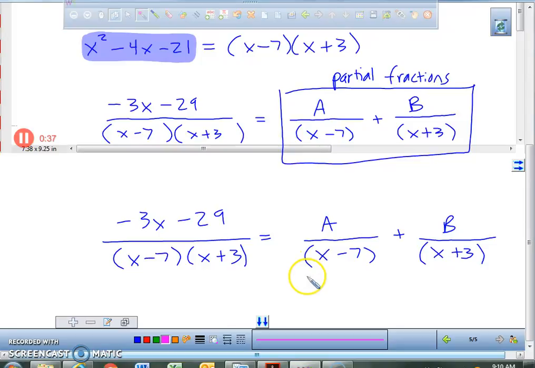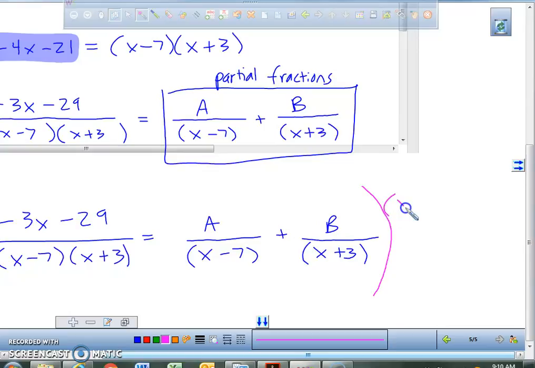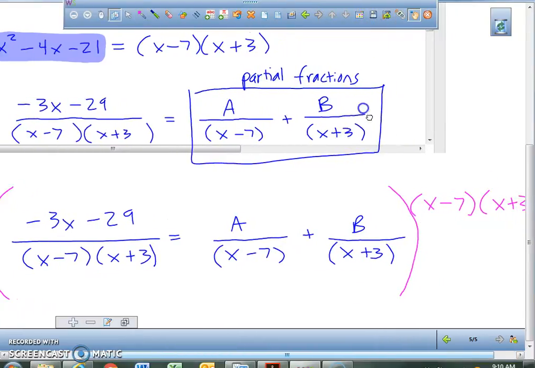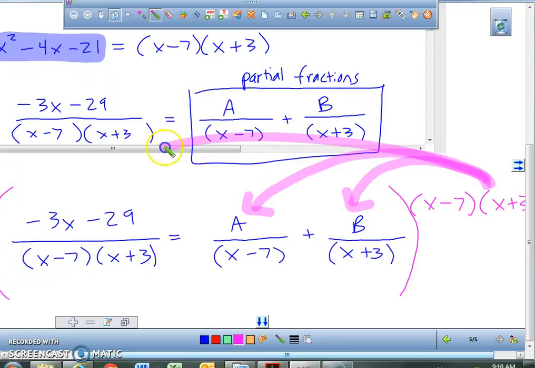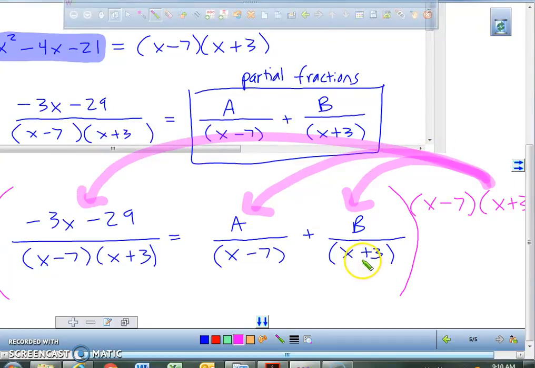Alright, what I need everybody to do right now, every single person, I need you to put a big parentheses around everything. Okay? Everything right here. Now, you're going to multiply this whole equation by x minus 7 and x plus 3. That's what you're multiplying the whole equation by, which means you're going to distribute that to every single part of the equation.